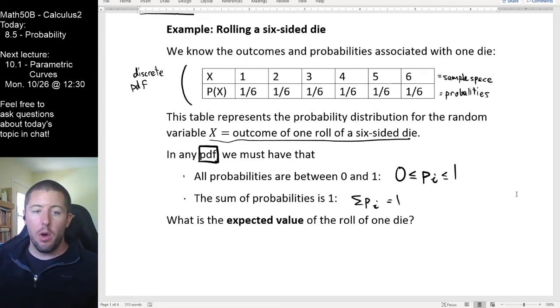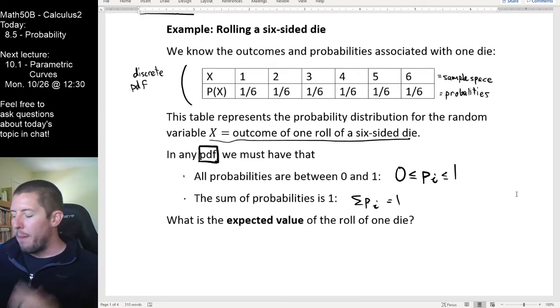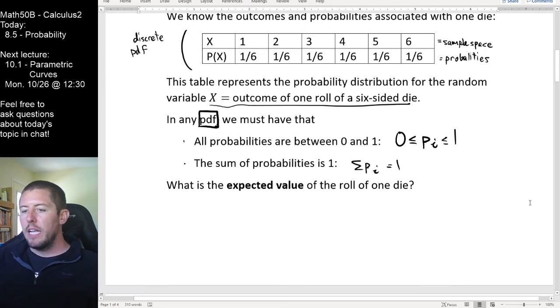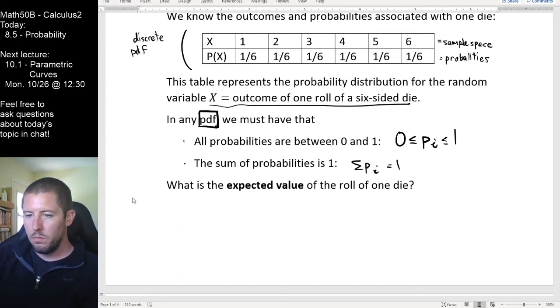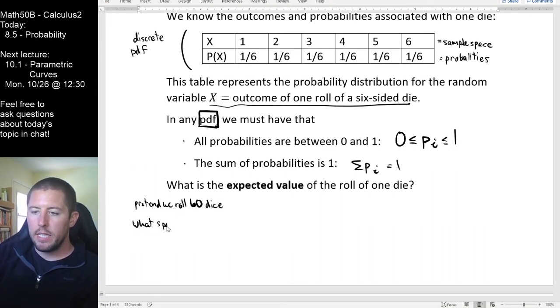And here's the way that I'm going to think about this one for myself. I'm going to formulate my computation in one way, but it's really so that I can rephrase it to look a different way. That's going to be the more helpful way for me. What I'm going to do is say, let's pretend that we roll 60 dice. What spread of outcomes do we expect?